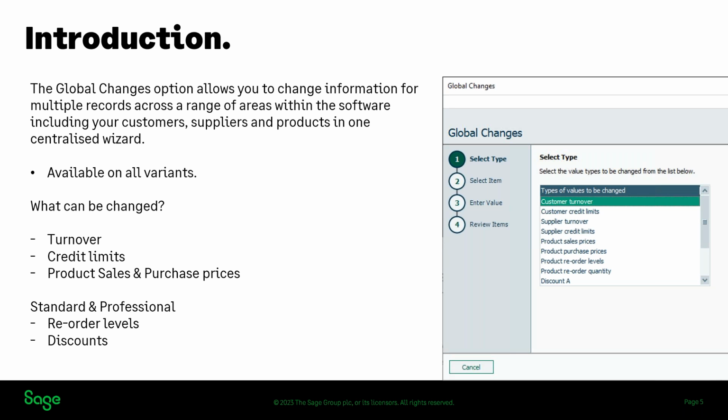This global changes option is available on all variants, and the variants I'm talking about are essentials, standard and professional. So what can be changed? For all variants, it's your turnover, your credit limits, product sales and purchase prices. That's for essentials. Additionally, for standard and professional, you will also be able to change the reorder levels and discounts as well. As I mentioned earlier, depending on your variant, your options within the list of the global changes option may differ.